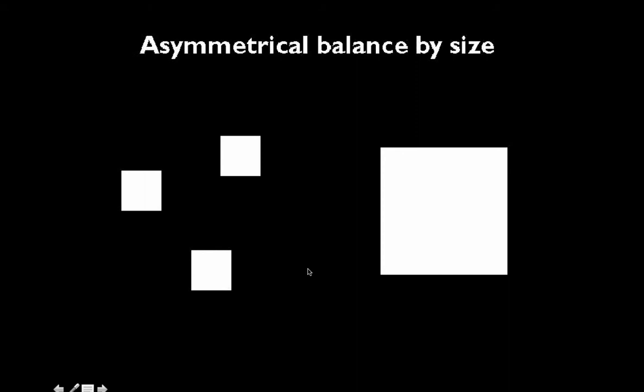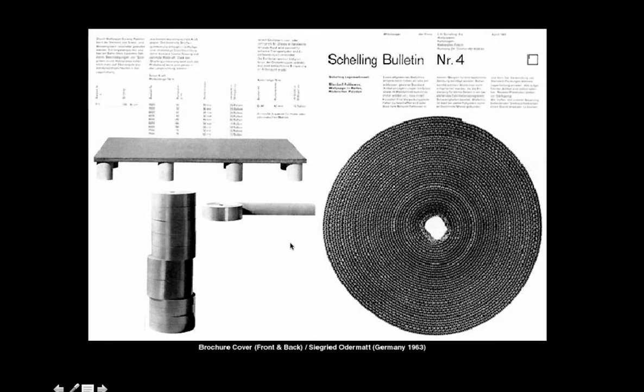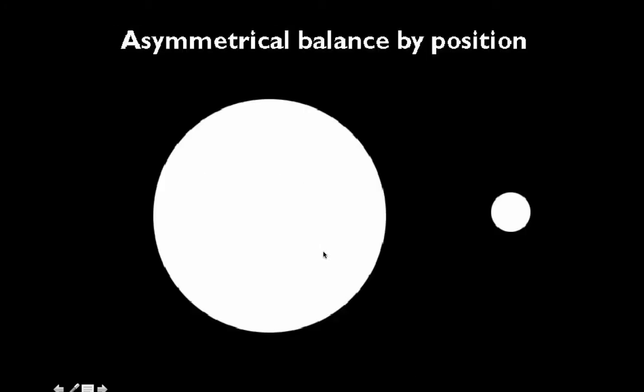Okay, asymmetrical balance by size. We talked about this already. This is our three little kids with one fat kid and balancing them out together. So here we go. Very heavy visual element, several small visual elements, balancing it out. Feels unified, feels balanced.